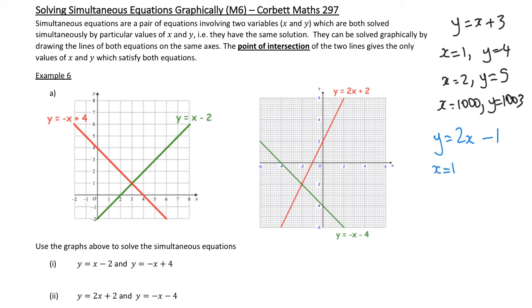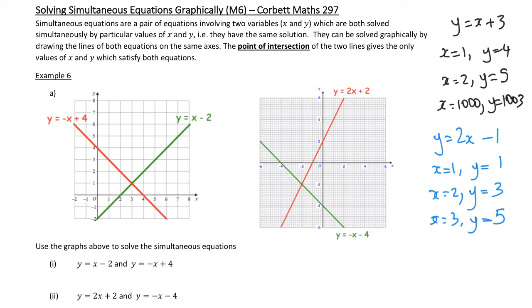So we have x equals 1, y will equal 1. When x equals 2, y will equal 3. When x equals 3, y will equal 5. And again, there are an infinite number of solutions available to that. But there will be one point that is unique to both of those equations, and that is the solution that we're interested in. That is the solution to simultaneous equations.